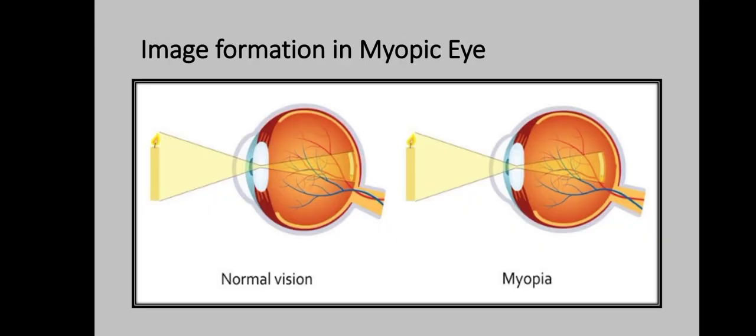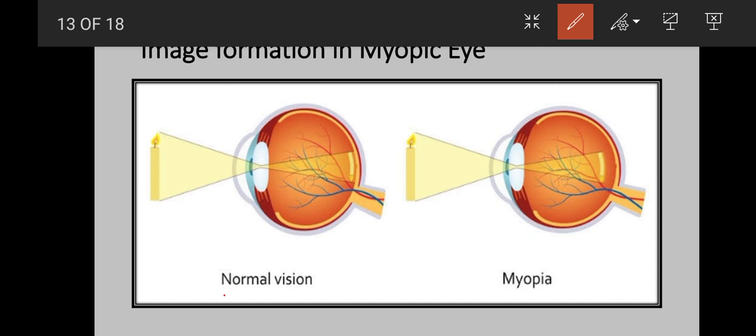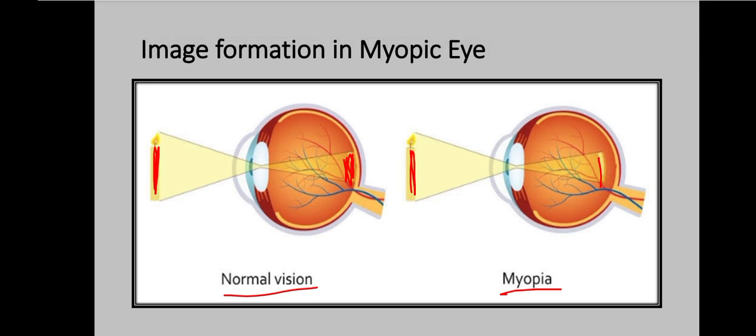Image formation in myopic eye. How is the image formed in a myopic eye? You can see normal vision in comparison with myopia. In normal vision you can see the image of this candle is formed on the retina. It is a sharp image, but in the myopic eye the image of this candle is formed in front of the retina, so we can say that this is a myopic eye.